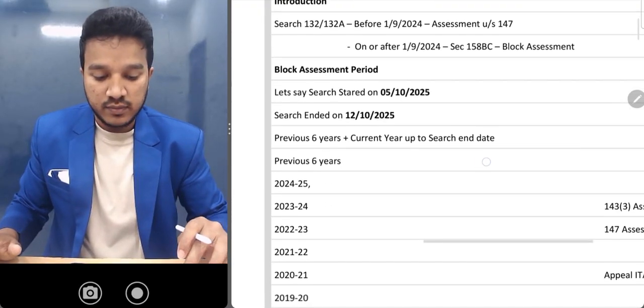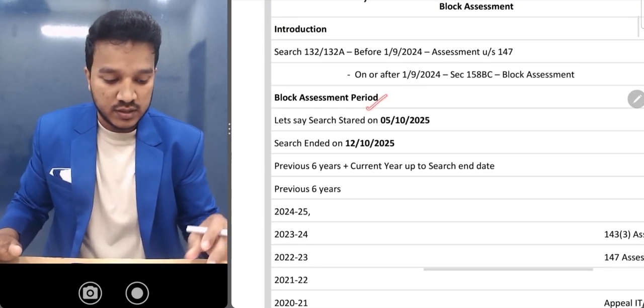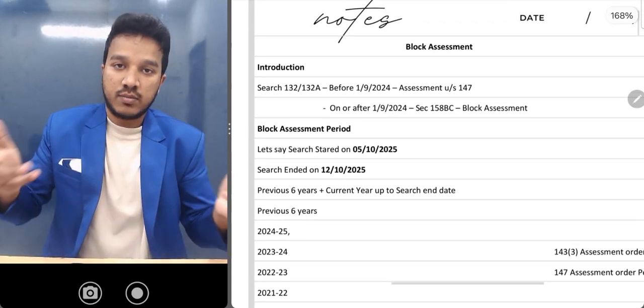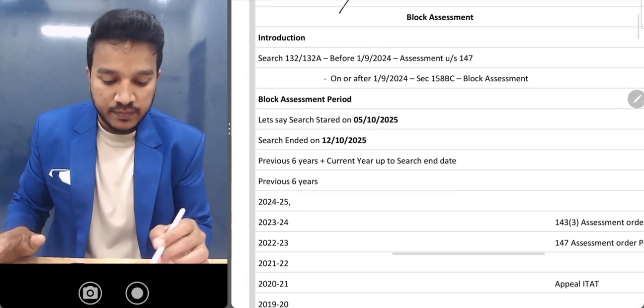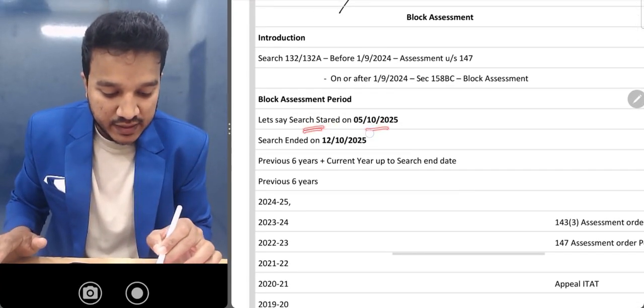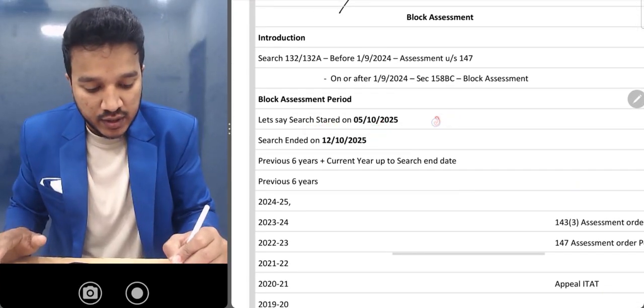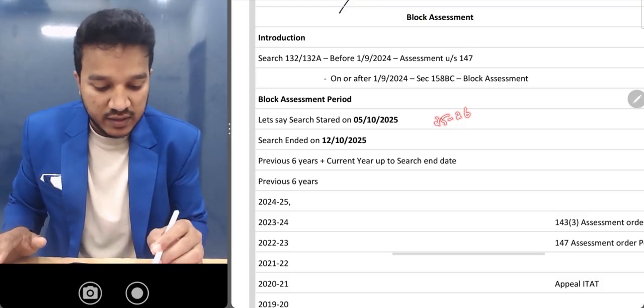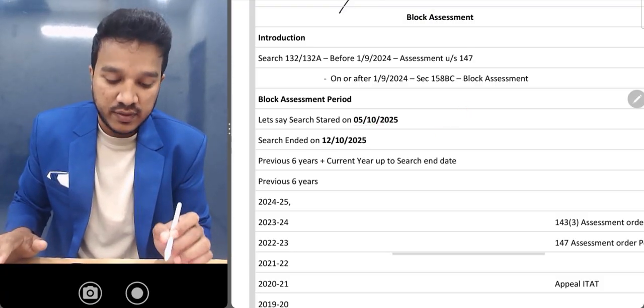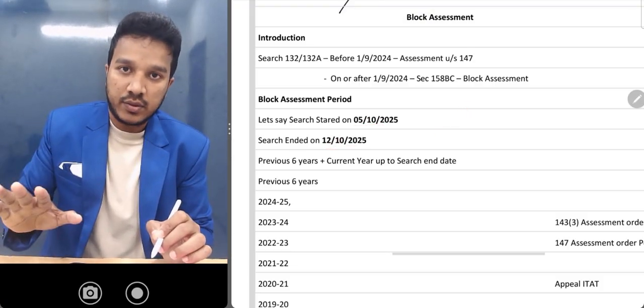Okay. So first and foremost, what is your block period? This is very important, to determine what is the block period. So इसमें से let's say search has been initiated on 5/10/2025. So this is the year 25 and 26. Okay, so they have initiated the search on 5/10/2025 and ended the search on 12/10/2025.